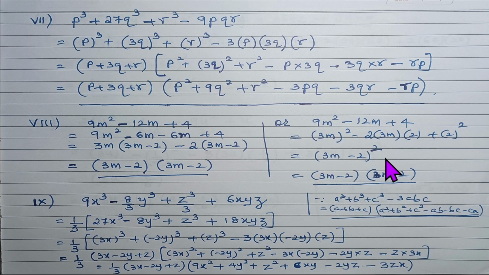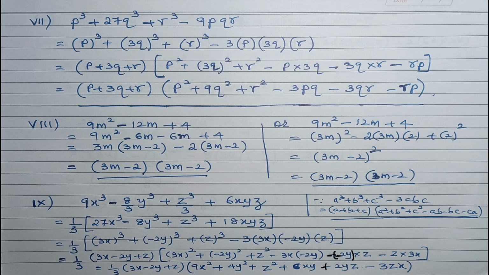So it will be (a − b) whole squared, that is (3m − 2) times (3m − 2), the same factors. So we can use the identity, or we can go for the middle term splitting method. The next example is 9x³ − 8/3 y³ + z³/3 + 6xyz.